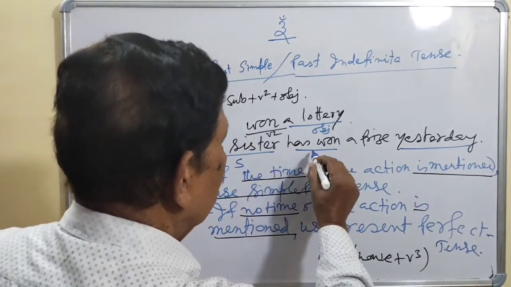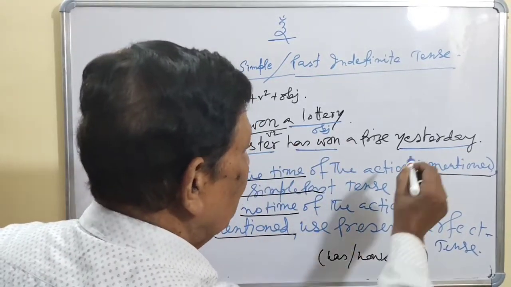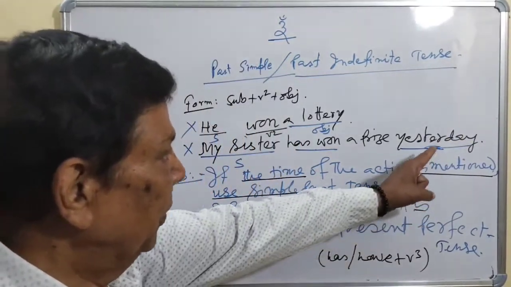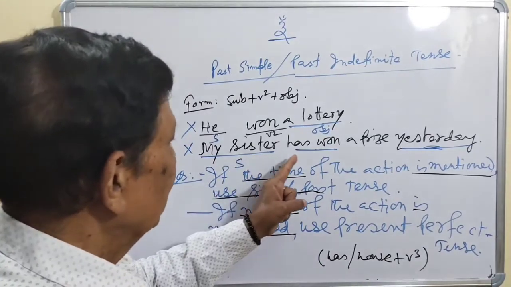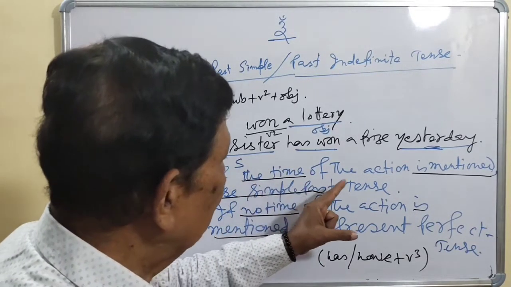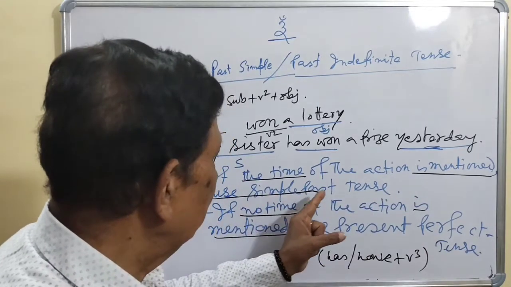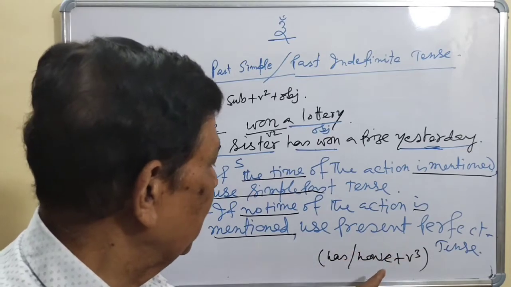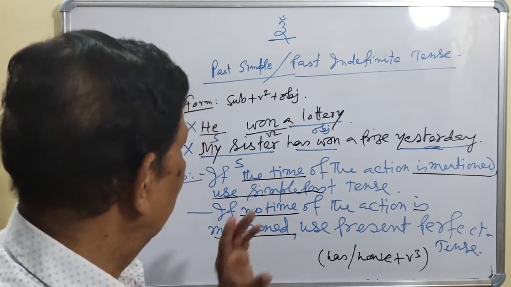See, here I have used present perfect tense. But time is mentioned, you see, time is mentioned. So if time is mentioned, there should be simple past tense. So here, if the time of the action is mentioned, use simple past tense. If no time of the action is mentioned, use present perfect, that is has or have plus V3.